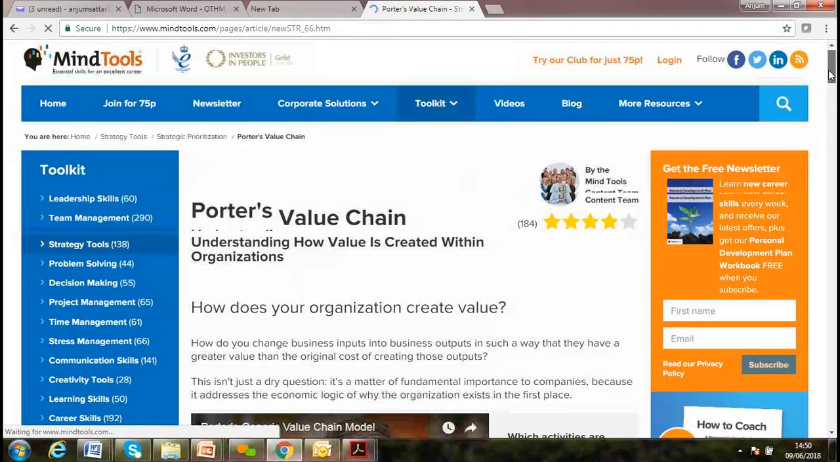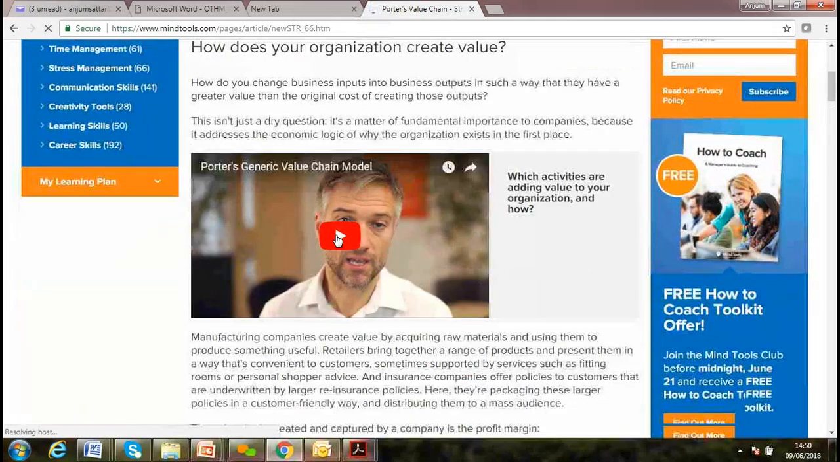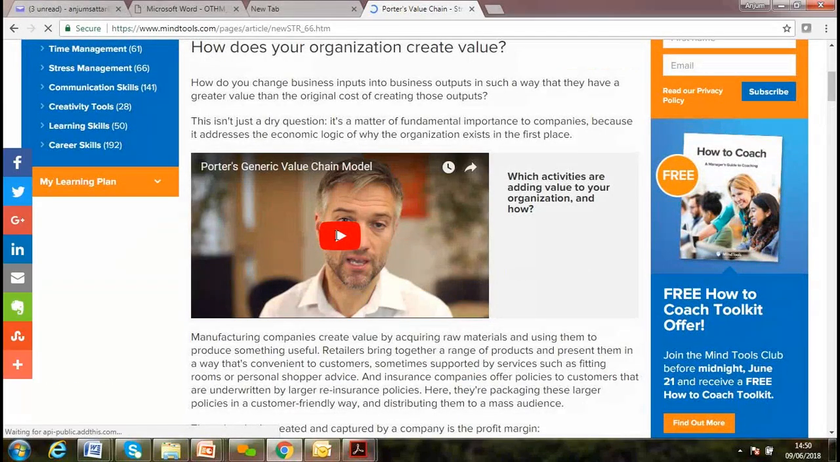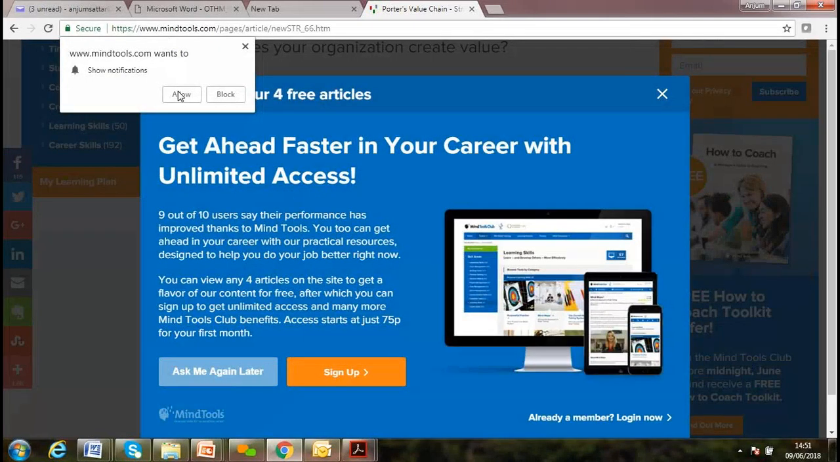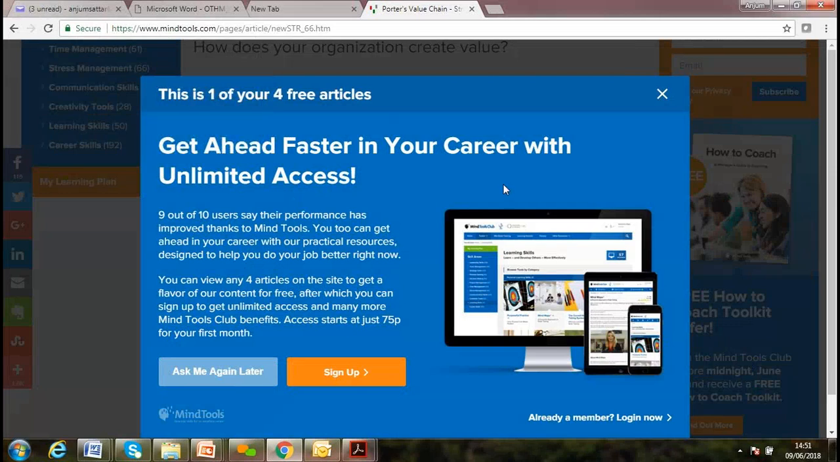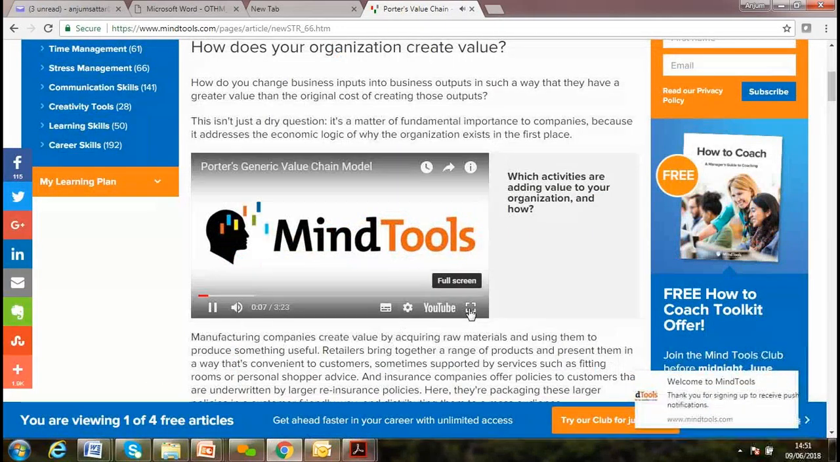And that's been explained, the value chain. And this model is given by Michael Porter, one of the popular authors.